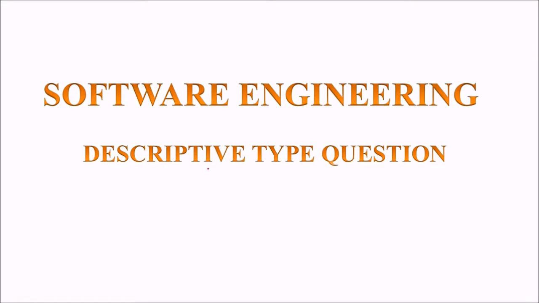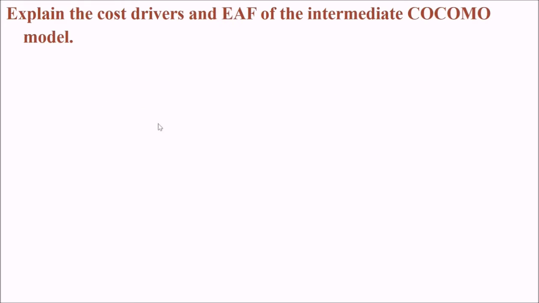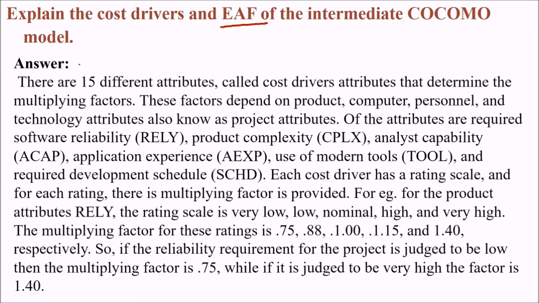So we are looking at software engineering descriptive type questions and answers. Explain the cost drivers and EAF adjustment factor of the intermediate COCOMO model. So there are 15 attributes, which we call the cost drivers, that determine the multiplying factors.